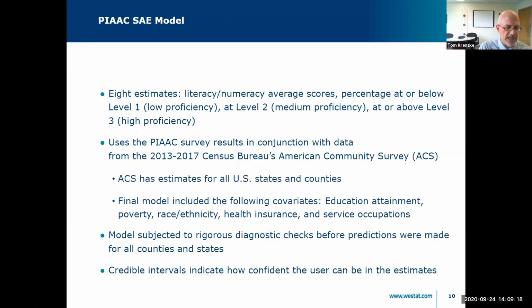This model, the model used for the PIAAC survey results, was used in conjunction with 2013-2017 data from the Census Bureau's American Community Survey. While PIAAC only has sample in most states and in just a few counties, the American Community Survey has data for all states and counties on topics related to the PIAAC proficiency estimates, such as education attainment, poverty, race, ethnicity, health insurance, and service occupations. And these variables were all used in the final model. And the final model was subjected to rigorous diagnostic checks and sensitivity checks before predictions were made for all the counties and for all the states. And lastly, there are credible intervals that are provided to indicate how confident the user can be in the estimates.